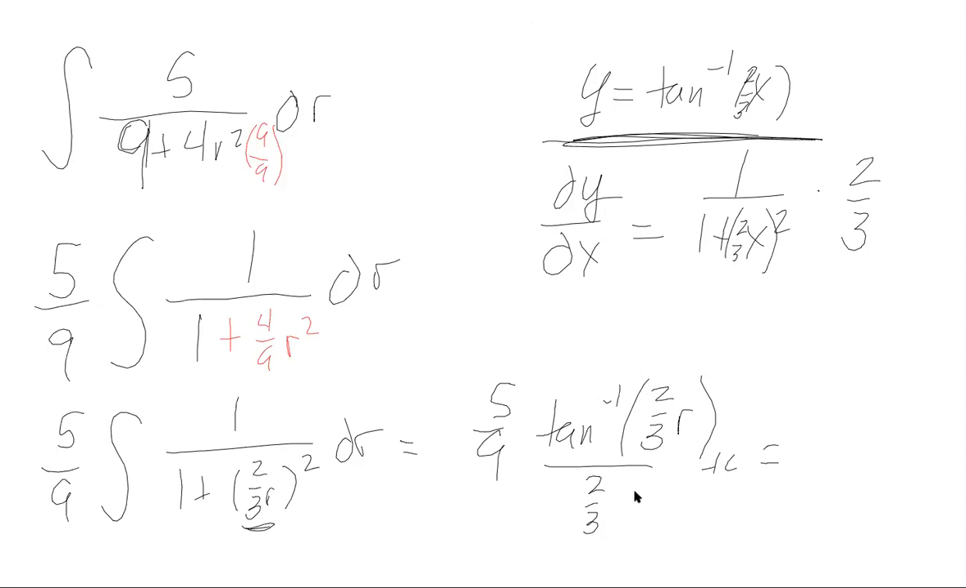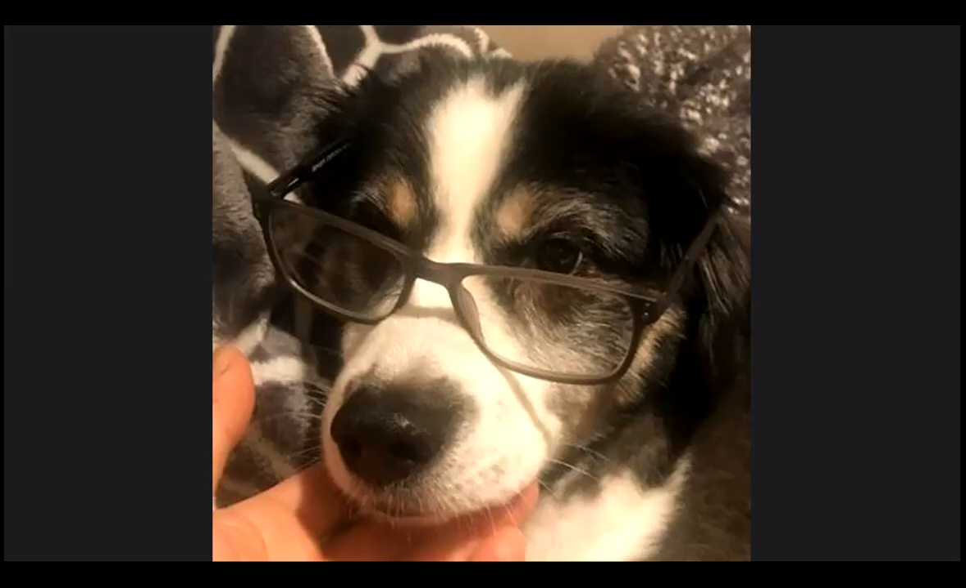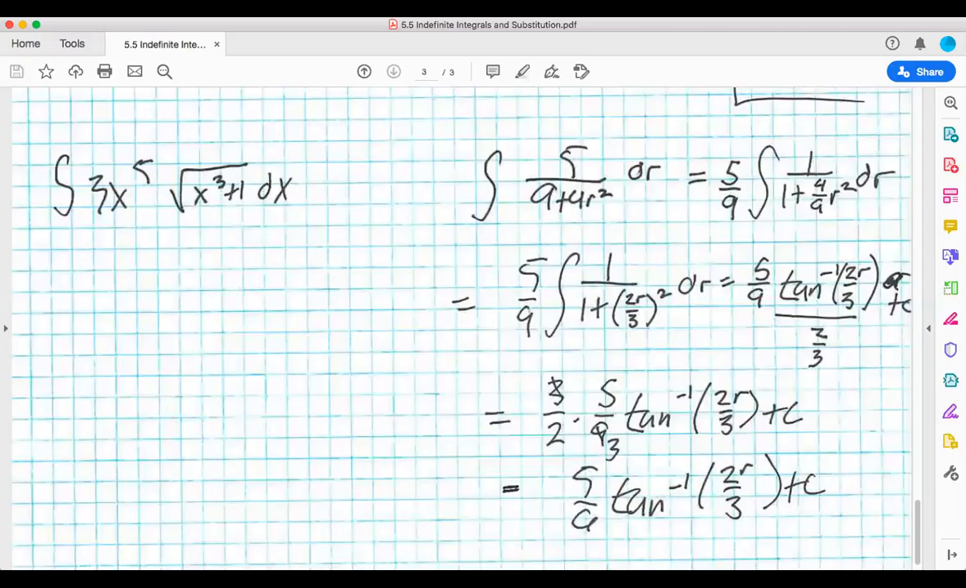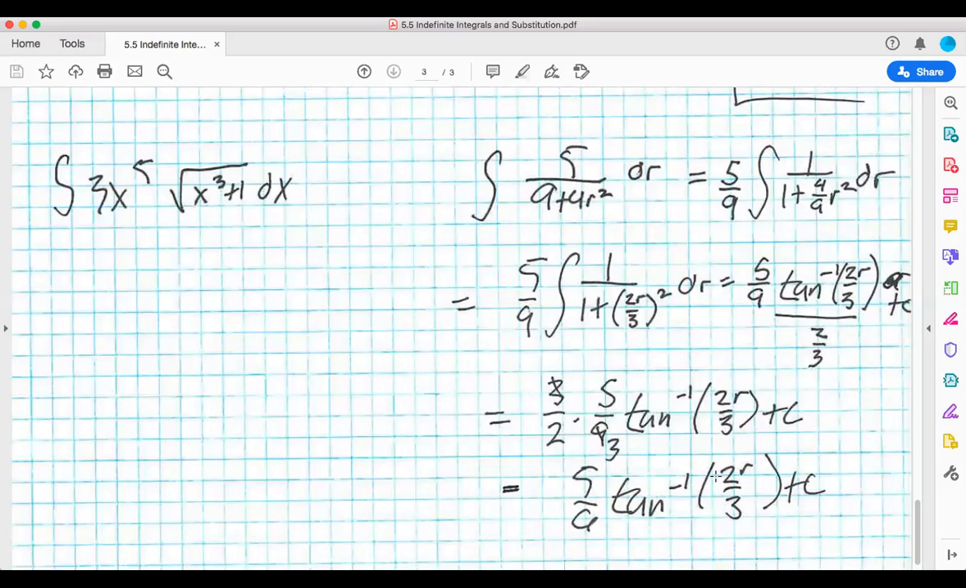Let's do this real quickly: 3/2, multiply this by that, that's going to give us a 3. So the end result here is going to be 5/6 tangent inverse of 2/3 r plus c, and that is that one right there. If you look back, with my third grade handwriting, yes, it is a 5/6 tangent inverse of that. Hopefully, I know this stuff's tricky. We'll do more examples in class, and best of luck, and we'll see you soon.